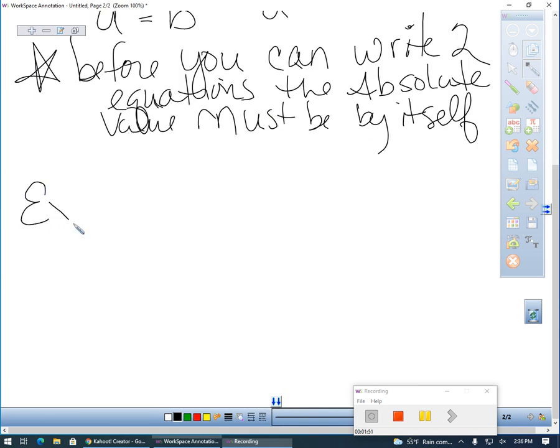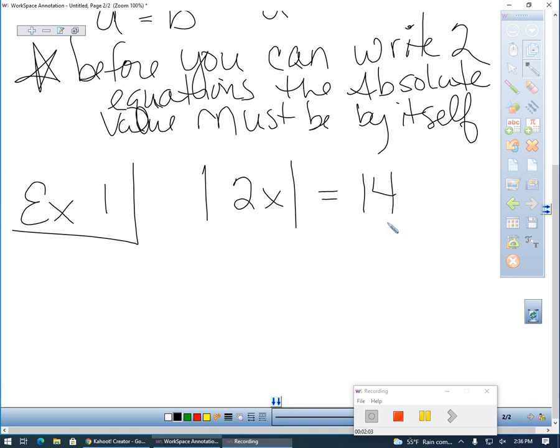Here is example number one, starting off really, really easy. If I have the absolute value of, say, 2x is equal to 14. Is the absolute value by itself? It is. So we set our two equations up. The first one, we drop these absolute values. We have 2x equals 14. The second equation is we drop those absolute values and set it equal to negative 14.